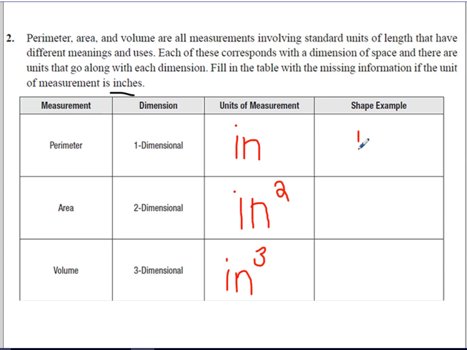For an example, let's draw a square and show that the perimeter is the distance around. And I'm going to draw arrows to show that. So now if we add our area, it's going to be the distance inside the shape. And so the area is inside here.